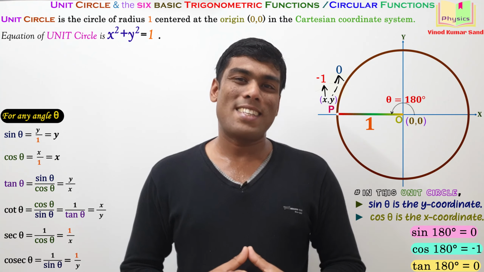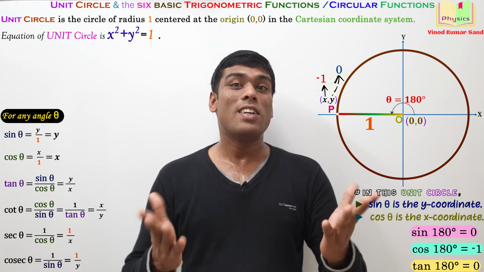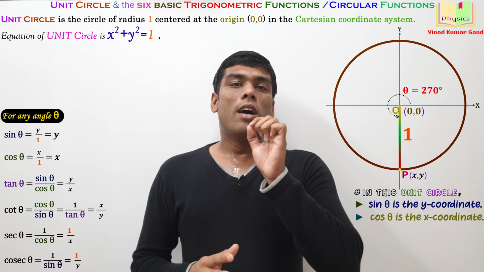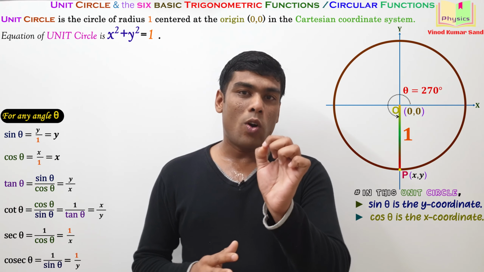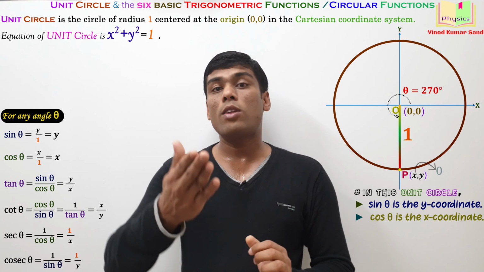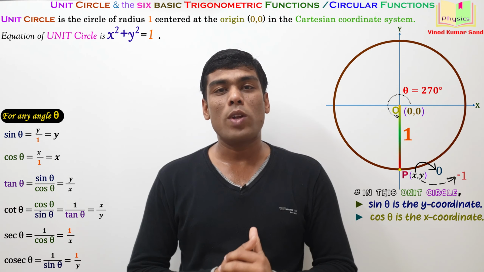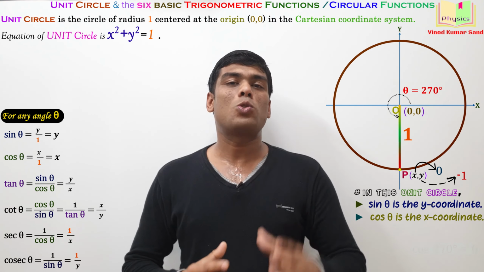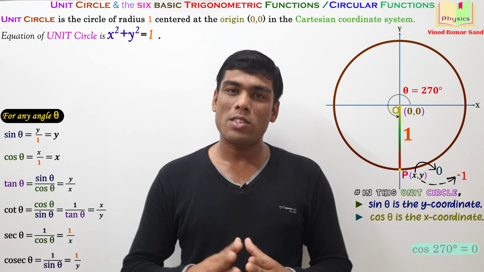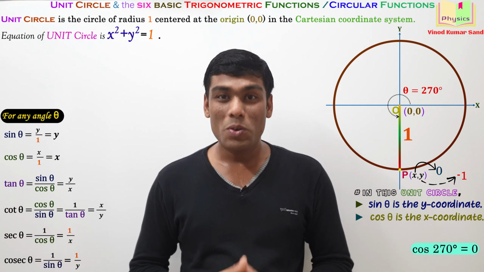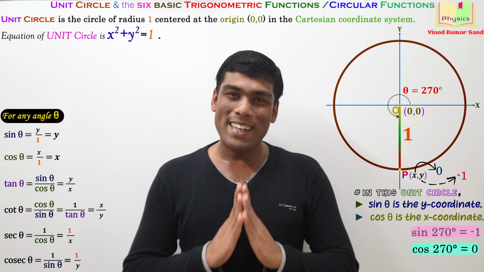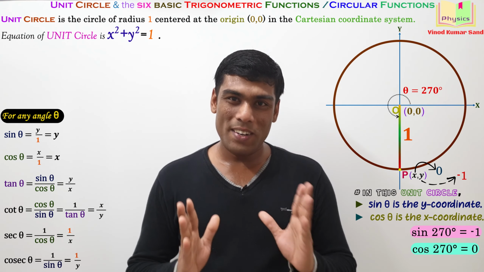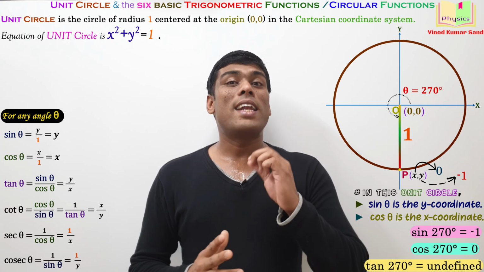Okay, what should be the next target? Correct, the 270 degree. Now the coordinates of point P are x coordinate is 0 and the y coordinate is -1. It means cos 270 degree will be equal to x coordinate, which is equal to 0, and the sin 270 degree will be equal to -1. Fine. Let's go to the next point.